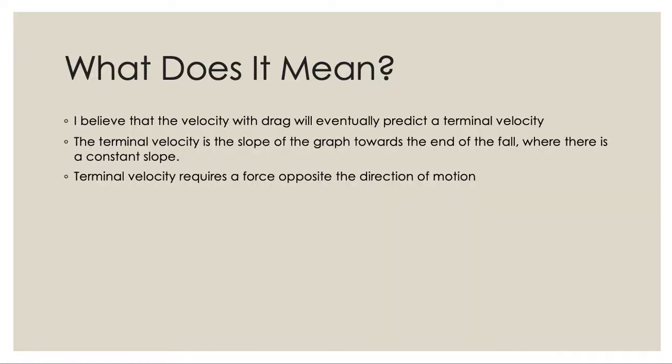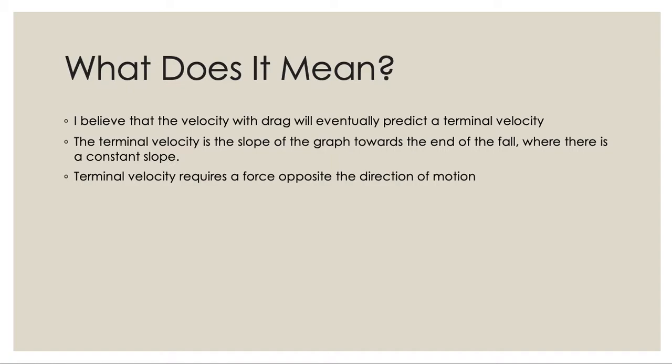The model that includes drag force will best predict a terminal velocity. A terminal velocity can only occur when the net force acting on the system is zero. Without drag, there is only one force acting on the system in the same direction as the motion, and therefore the object will continue to accelerate.